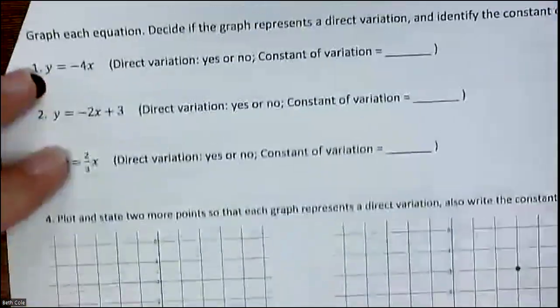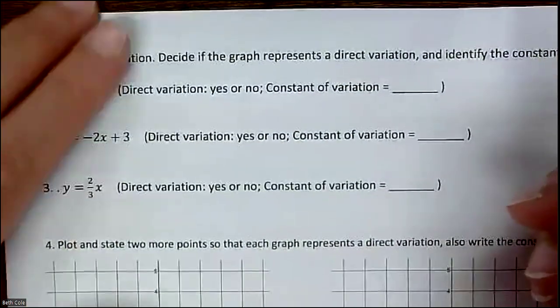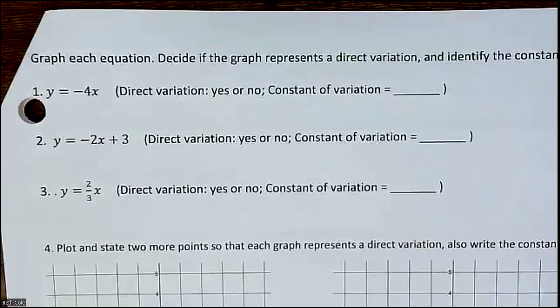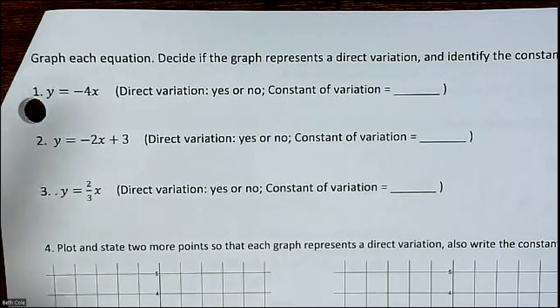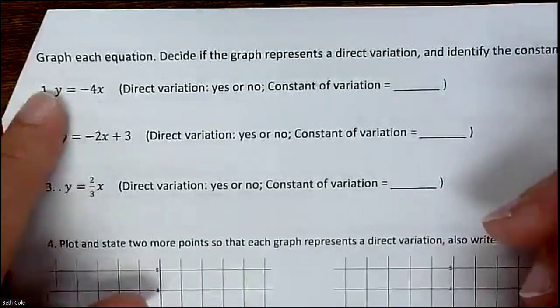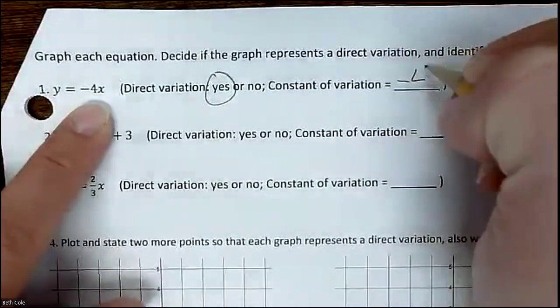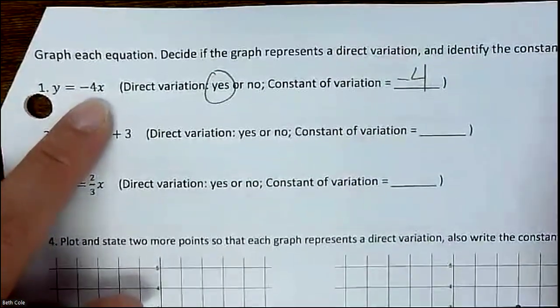All right, go ahead and flip over. So now, instead of looking at a graph, you're looking at an equation. The equation is y equals kx. You're just seeing if it follows that pattern. Does this follow that pattern? y equals kx. Yes. So it is yes. And k is -4. Again, k is just the slope.